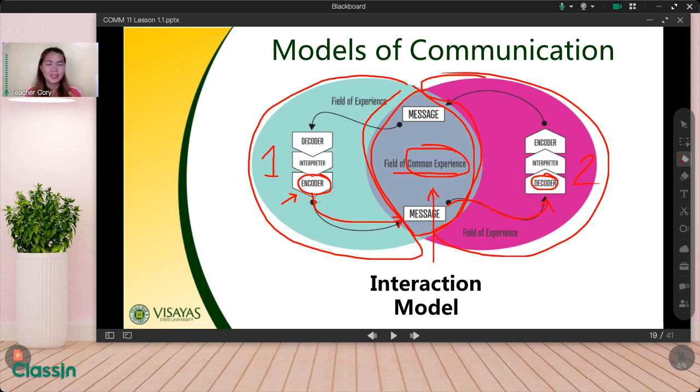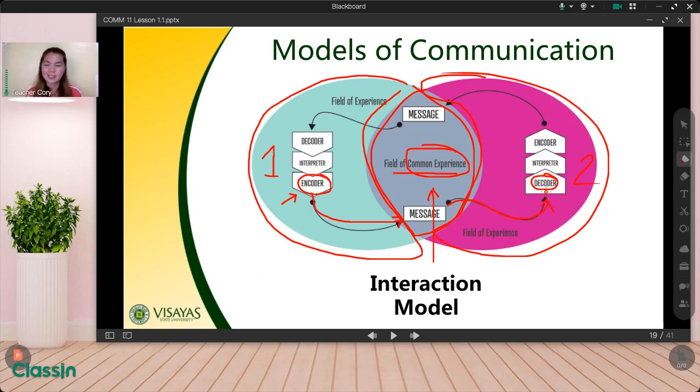Okay, so we deliver the message now to the decoder. That's the other person. So the other person will try to decode our message. With those words, if the decoder does not understand the language that we use, then there will be a problem in decoding because he doesn't know how to get the message. He doesn't know how to extract the content, the message, from the words.